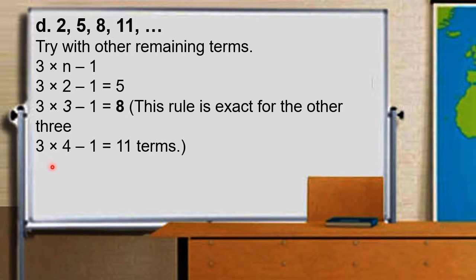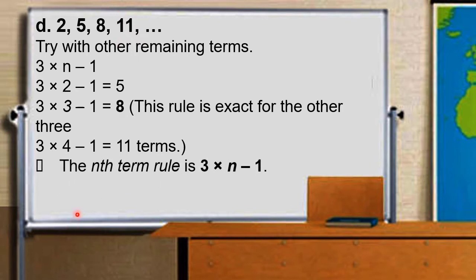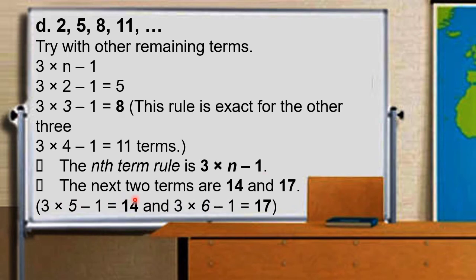Next, 3 times 4, nasa fourth term na tayo, kaya 3 times 4 minus 1 is equal to 11. So, 11 yung next term natin. So, the nth term rule is 3 times n minus 1. So, the next two terms are 14 and 17.